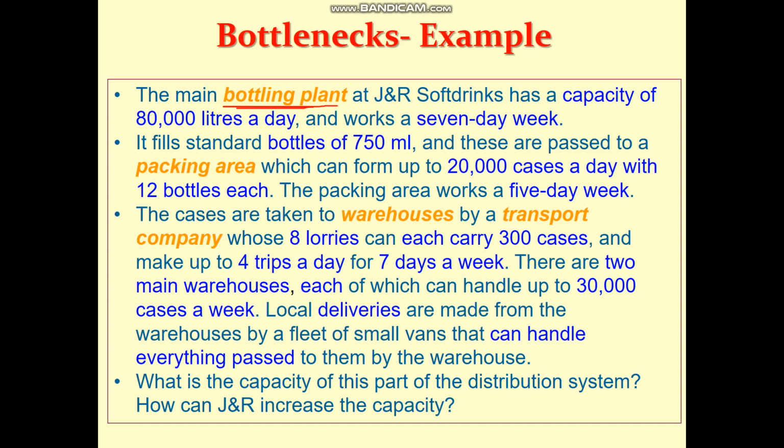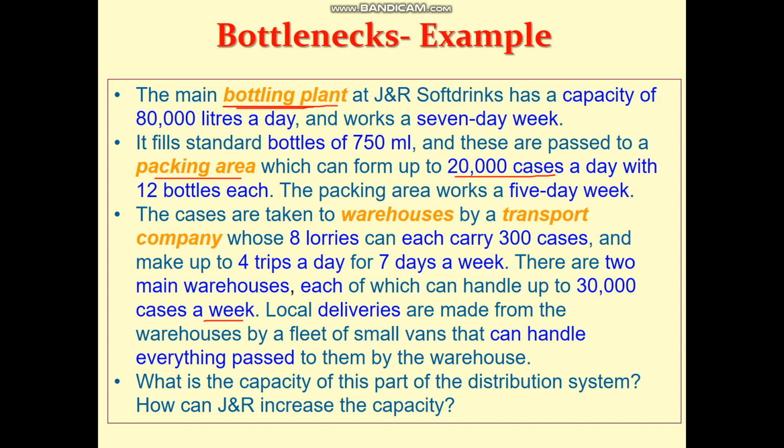And after finished bottling, they will pass those bottles to the packing area. And in packing area, they can form up to 20,000 cases a day with 12 bottles each case. And the packing area will work 5 days per week. And then those cases are taken to the warehouse by a transport company. And the transport company have 8 lorries, and one lorry can carry 300 cases, and they make up to 4 trips per day and 7 days per week. For the warehouse, they have 2 main warehouses, and each of warehouse can handle 30,000 cases per week.